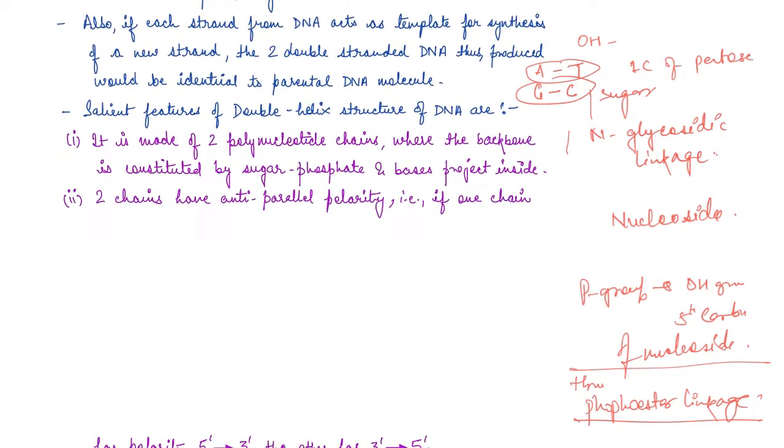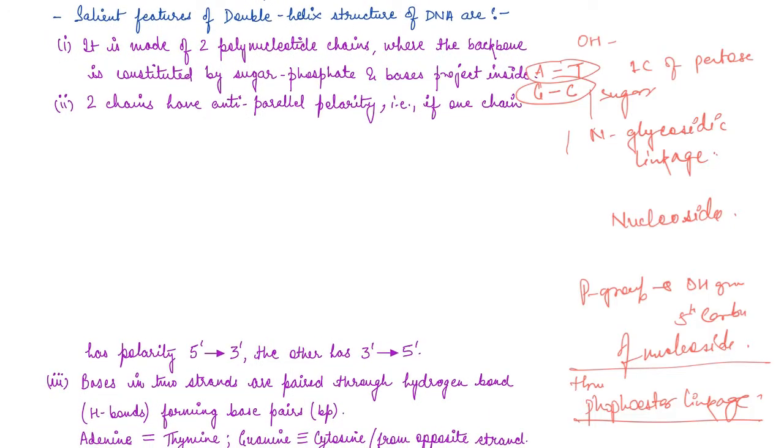Now, the salient features of the double helix structure of DNA. First, DNA is made up of two polynucleotide chains, where the backbone consists of sugar and phosphate, and the bases project inside from the backbone.